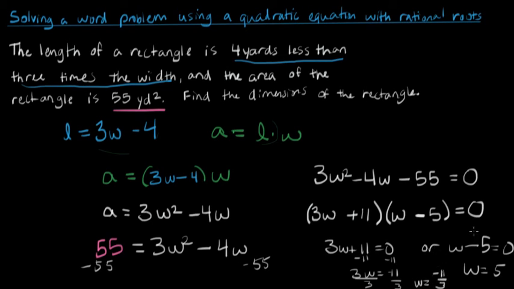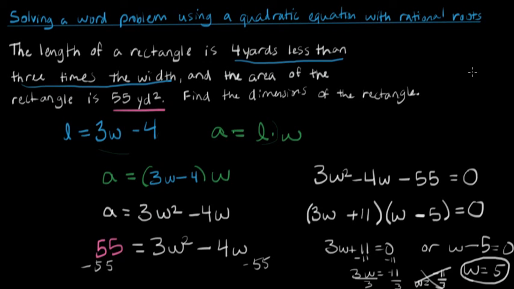Okay, so now my question is, can the width of a rectangle be equal to negative 11 thirds? The fraction's not a problem, but the negative is, right? A rectangle can't have a negative width. So this does not actually work in the context of the problem. So the width needs to be 5.